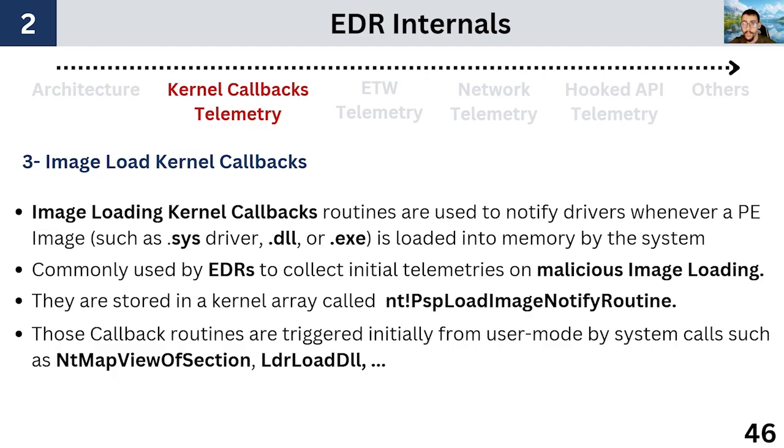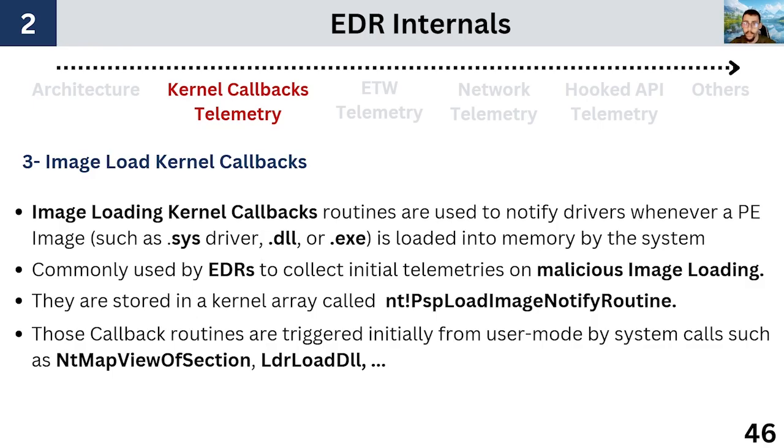Image load kernel callbacks are low-level routines in the Windows kernel that are triggered whenever a PE image is loaded into memory, for example .exe, .dll, .sys. They serve the purpose of notifying registered drivers about image loading events, allowing these drivers to collect telemetry and monitor image execution.